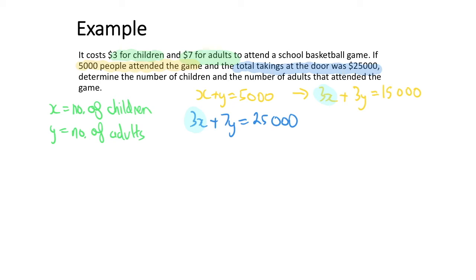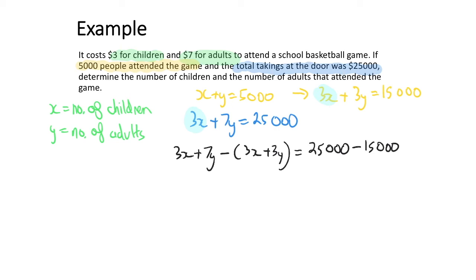Starting off with my first equation and looking at the left-hand side, it is going to be 3x plus 7y, and then taking away the left-hand side of my second equation, so minus, and then in brackets, 3x plus 3y. That's going to equal the right-hand side of the first equation, 25,000, minus the right-hand side of the second equation, 15,000. Now I can remove my brackets, so 3x plus 7y minus 3x minus 3y is equal to 10,000.